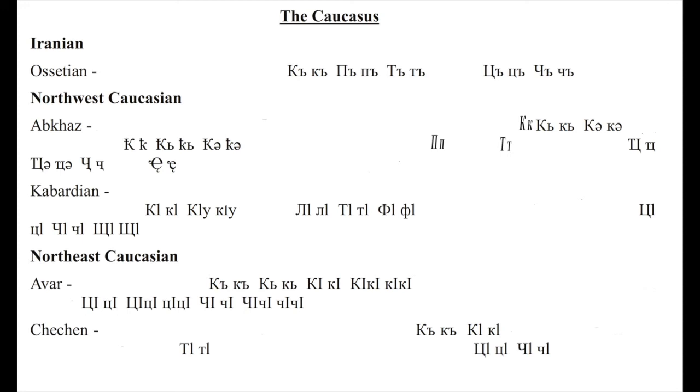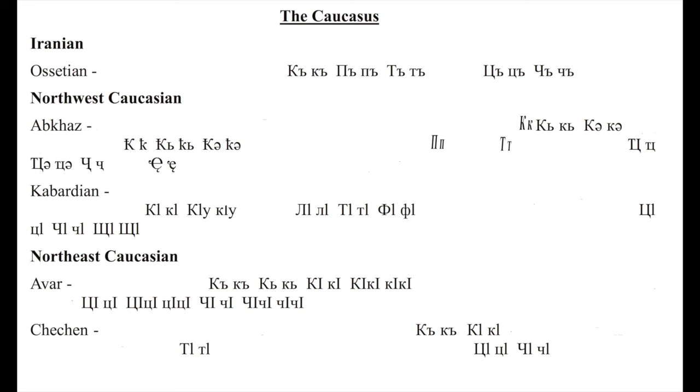What I do find interesting in Kabardian and in Avar and in Chechen, they have this letter, and it's called a palochka, which is the thing that looks like a capital L, or a lowercase l, or a capital I. That marks the ejective feature in their letters, which I think is interesting.